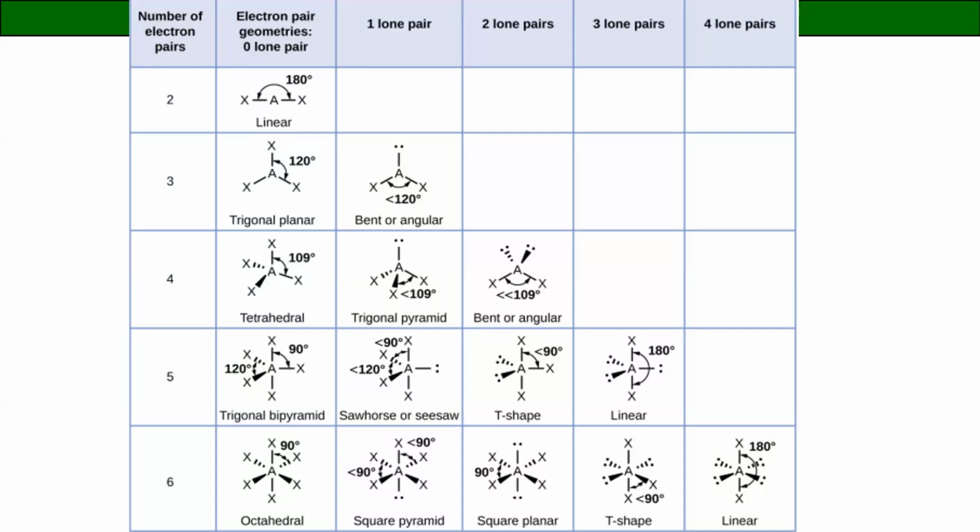You'll notice bent actually shows up in 2 different places here, except that they do have different angles. The bent geometry, if it starts as trigonal planar, is going to be close to 120 degrees. Water is a good example of a molecule that's also bent, except that this angle is more like 109 degrees, not 120.